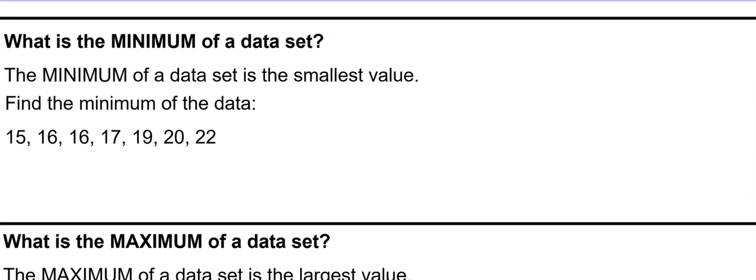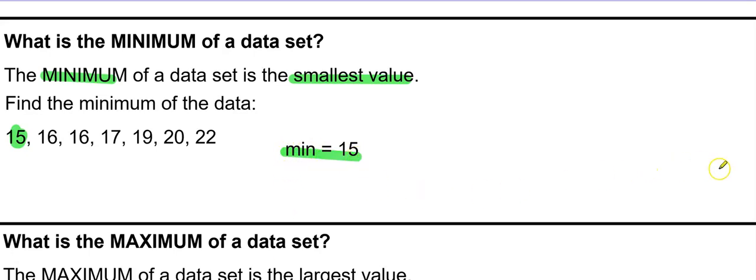What is the minimum of a data set? Now, minimum is not a measure of central tendency because it's not the number we would use to describe the entire data set. The minimum of a data set is the smallest value. So the smallest value in this data set is 15. That is not a measure of central tendency because it is just the smallest number. I wouldn't ever use minimum to describe the entire data set.